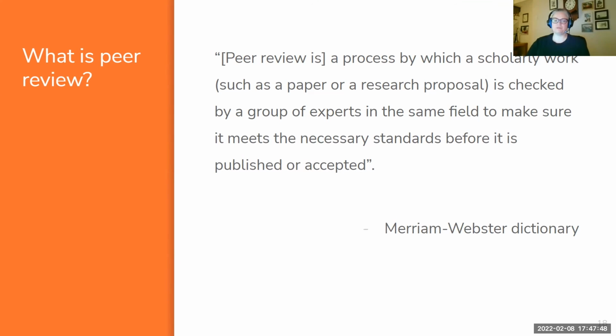And so the process of peer review is essentially a process of looking at a scholarly work, and what we're doing is a group of experts in the same field getting together to make sure that it meets the standards of quality and integrity of the science before it's published and accepted. That is the official definition in general.